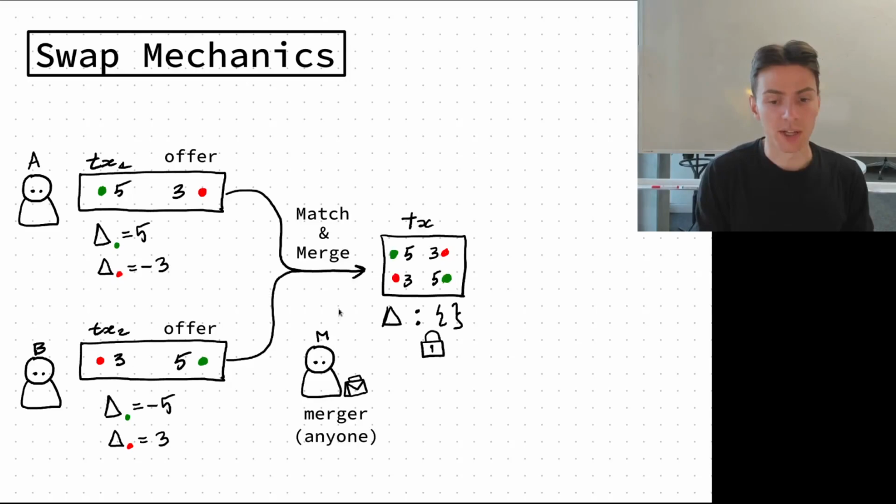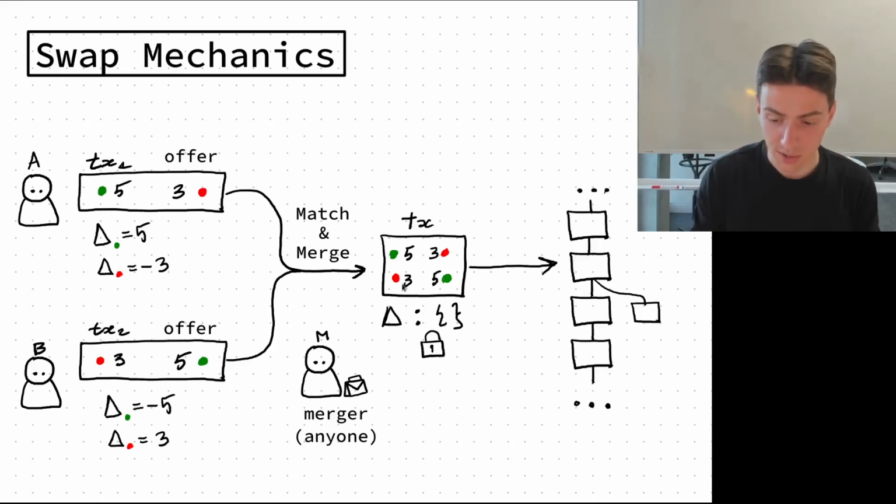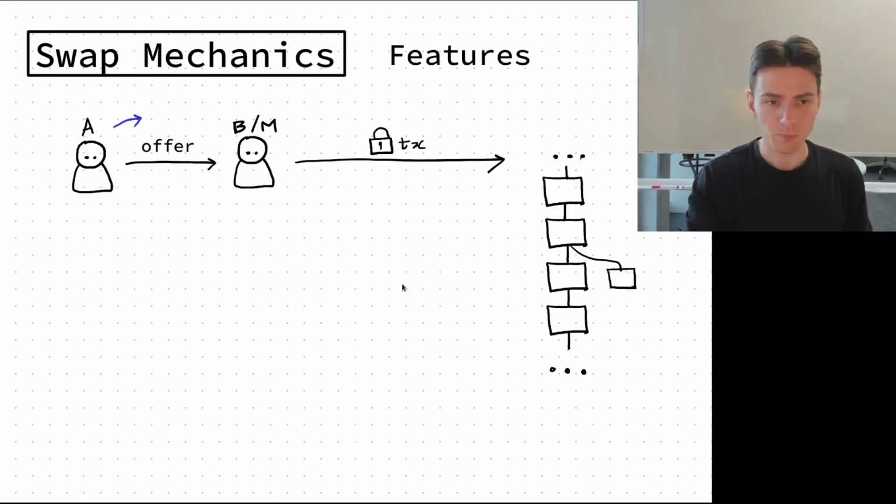Then these two offers are sent to anyone, this merger, M, and anyone who sees these two transactions can essentially merge them together into one transaction. When you merge transactions, you erase information about their imbalance. So this transaction in the end is exactly like the basic Zcash transaction. It doesn't have any imbalances. It fully hides all the values inside. And this is then sent to the blockchain.